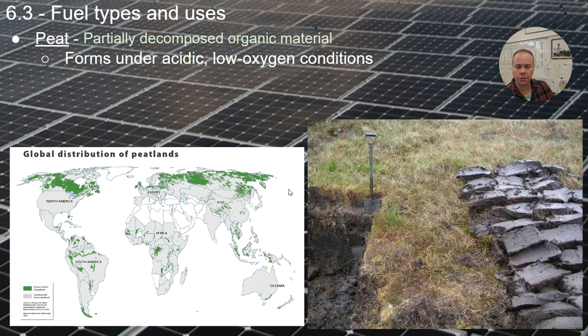We can see that most of the peatlands throughout the world are in some of the most northern latitudes: areas of Canada, northern Europe, Scotland, Ireland, Asia as well. These are areas where this peat forms and can be dug out.